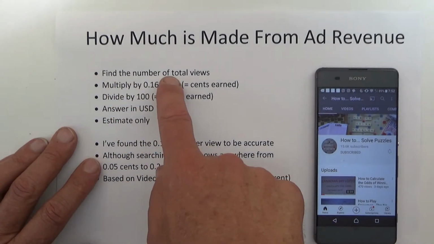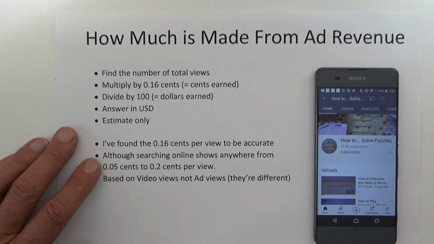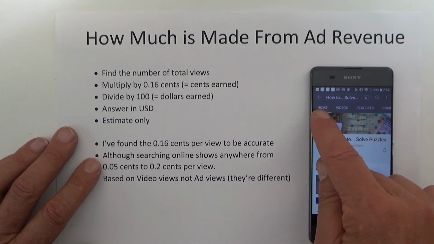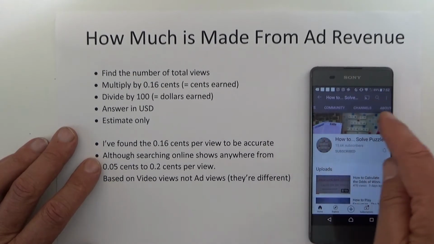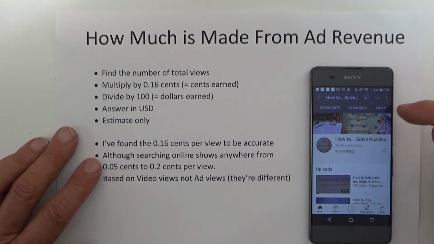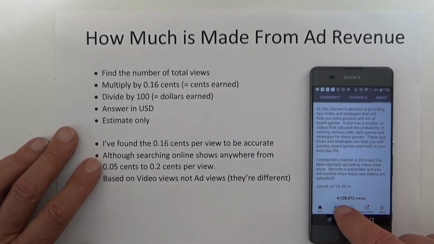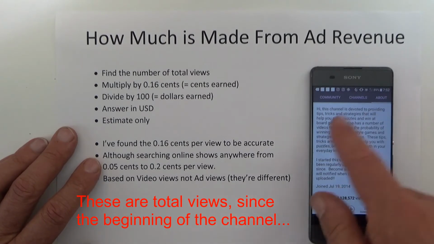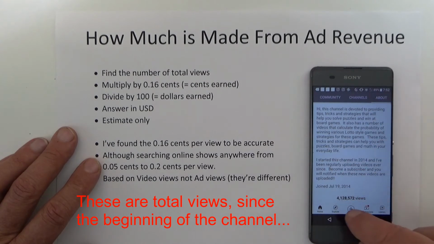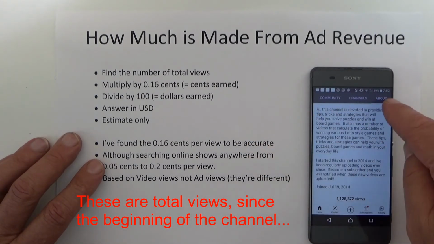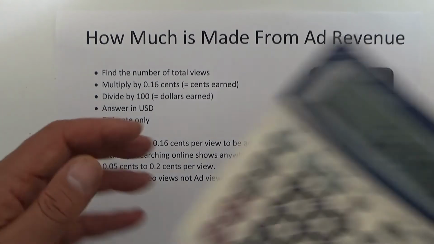So the first step is to find the total number of views on their channel, and I've got a channel open here which is the How to Solve Puzzles channel, which is my channel, and I'm on the home section at the moment, so I just swipe over to the right hand side and click on the About tab, and go down to the bottom, and there I've got 4,128,572 views, and these views are published on everybody's channel, so it's easy enough to find it. Whichever YouTuber you're looking for, go to the About section and find the total views.